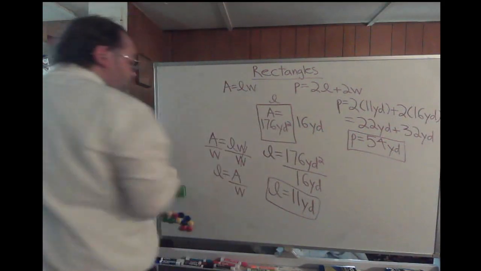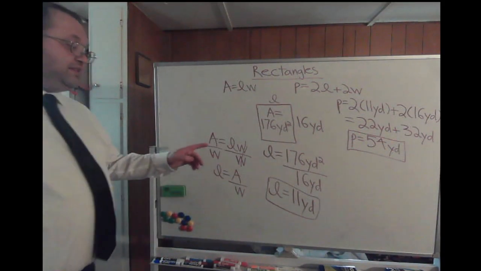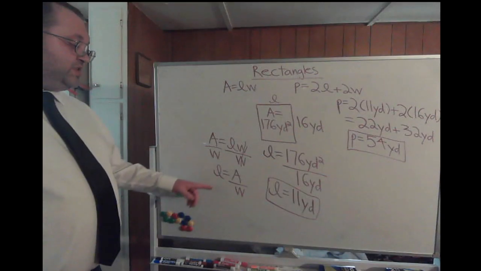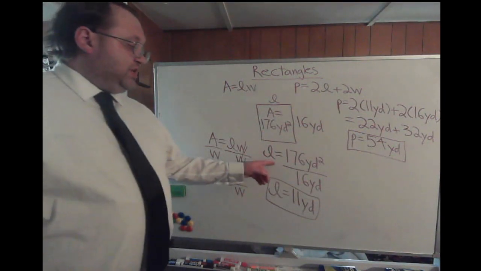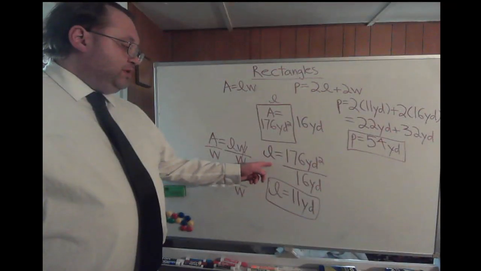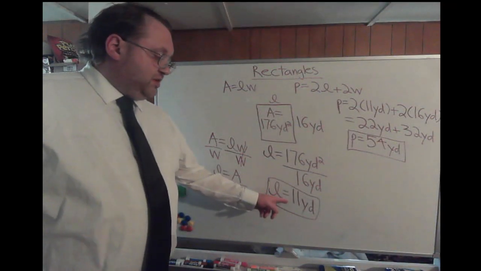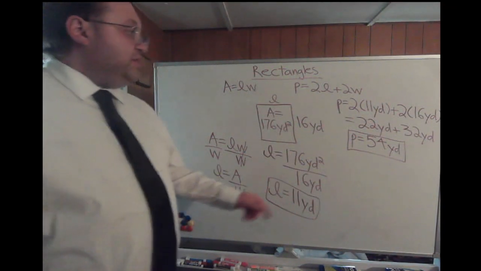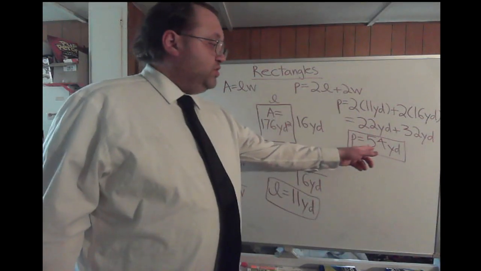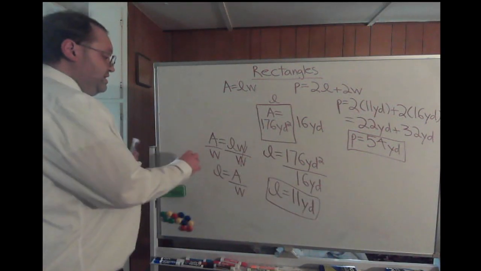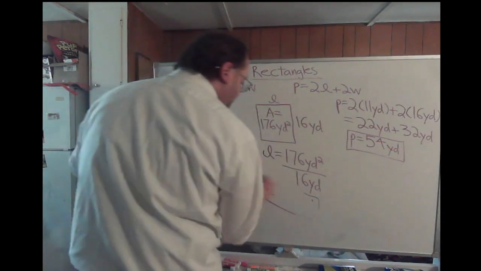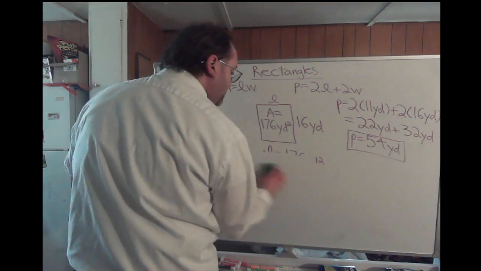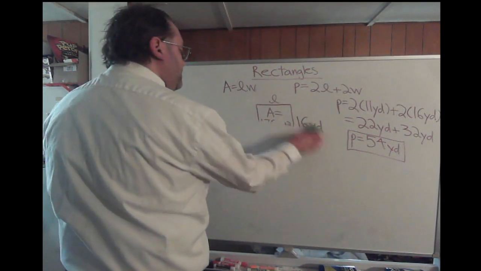So once again, I solved initially to find the length formula. The length is equal to the area over the width. I plugged it into my length formula and gained a length of 11 yards. Then I used that to find the perimeter, which ended up being 54 yards. Alright, there's more examples.